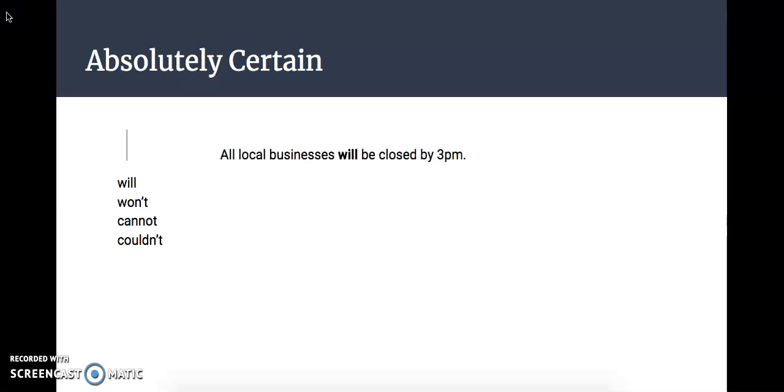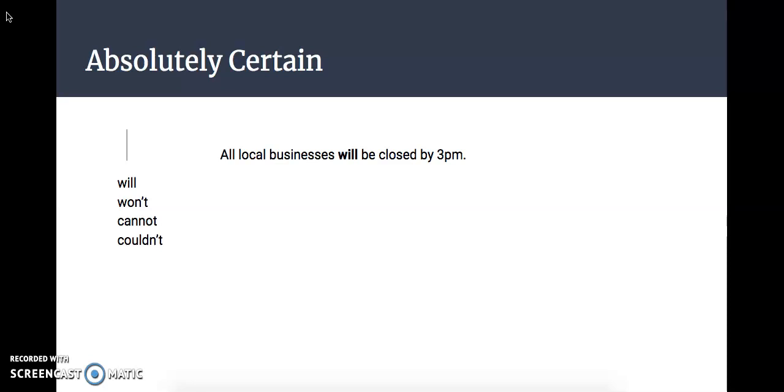Okay, now let's use some of these modal verbs. The first one is when you're absolutely certain about something. So these are the modal verbs that would be used when you're absolutely certain about something. Let's have a look at this example. All local businesses will be closed by 3 p.m. So the modal verb will is being used here.